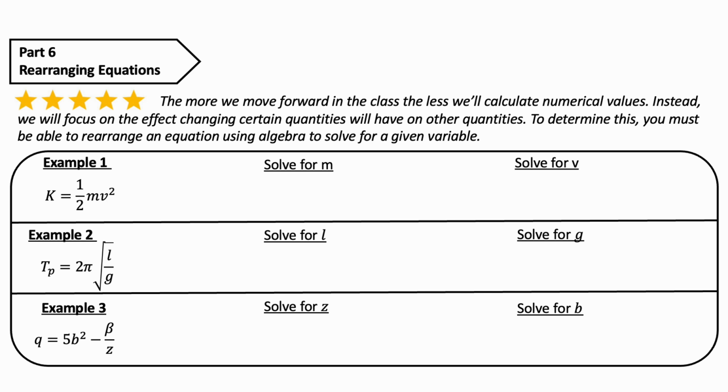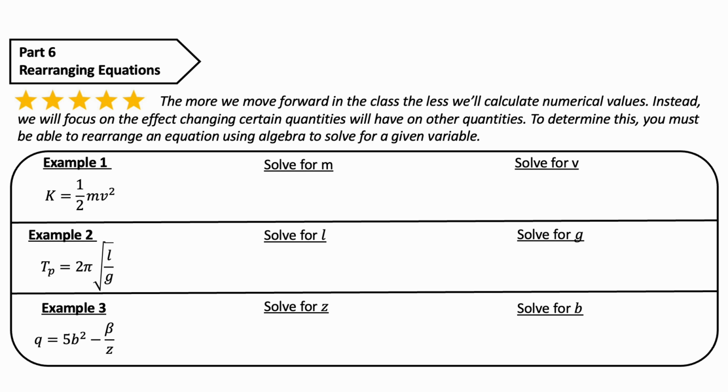How is K affected by M? How is X affected by T? And we understand that relationship by rearranging equations to solve for certain quantities. So let's do this in example 1. We see we have K equals 1/2 mv squared. We want to solve this for M.